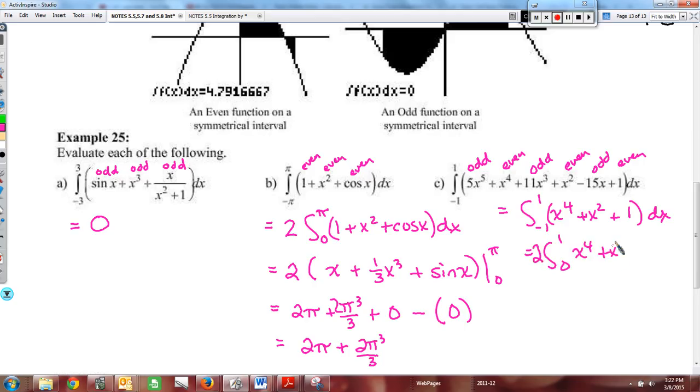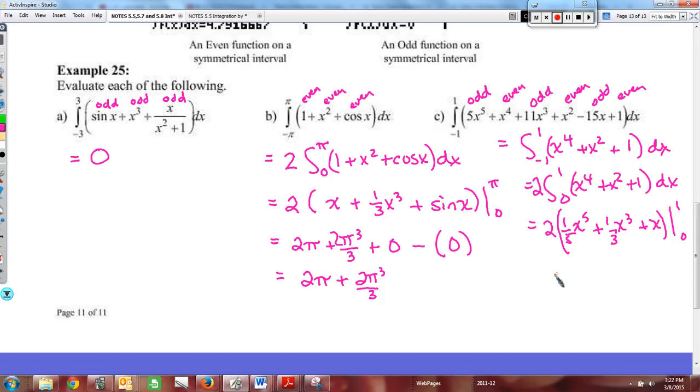which is going to give me, now I'm going to do my antiderivative, x to the 5th, 1/5, let's do parentheses here, plus x cubed, 1/3, plus x, and we're evaluating it from 0 to 1, and again, that makes it easy. Plugging in 0, your net change, that part will be 0, so we end up with 2/5 plus 2/3 plus 2 minus 0, and we are essentially done. Find a common denominator and add it together.